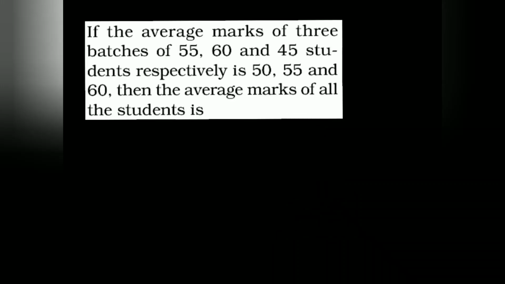Now look at this question. If the average marks of 3 batches of 55, 60, 45 students respectively is 50, 55 and 60, then the average marks of all the students. So if you want to multiply, it will take a lot of time. So take first 55, the average is 50. 60 students, the average is 55. Then 45 students, the average is 60.